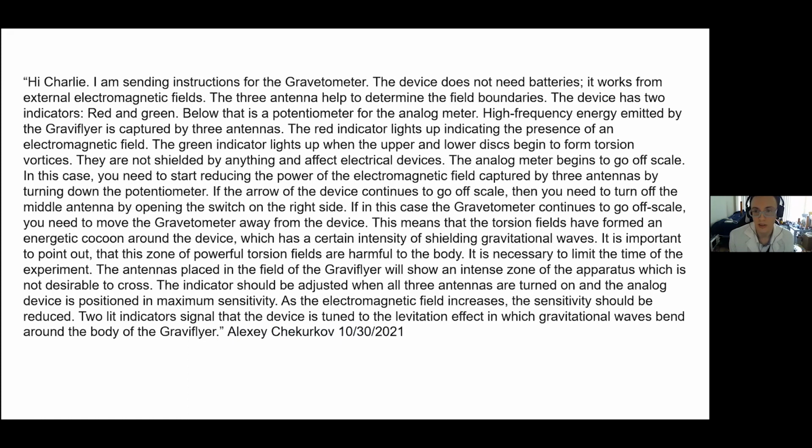If in this case, the gravitometer continues to go off scale, you need to move the gravitometer away from the device. This means that the torsion fields have formed an energetic cocoon around the device, which has a certain intensity of shielding gravitational waves. It is important to point out that the zone of powerful torsion fields is harmful to the body. It is necessary to limit the time of the experiment.